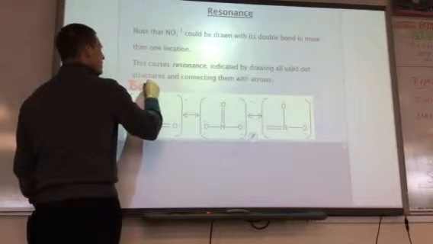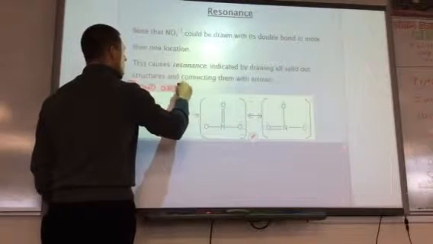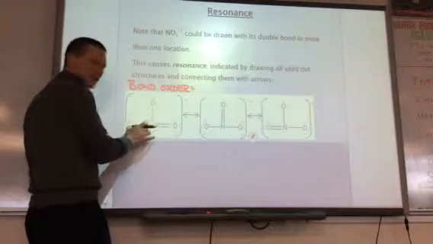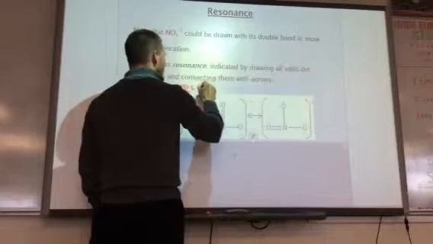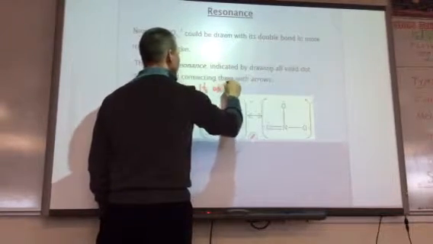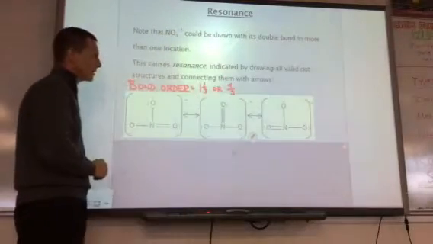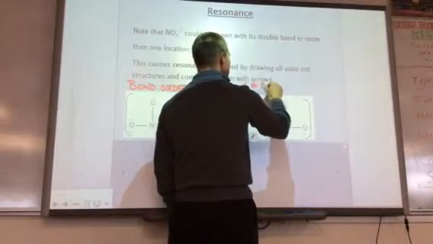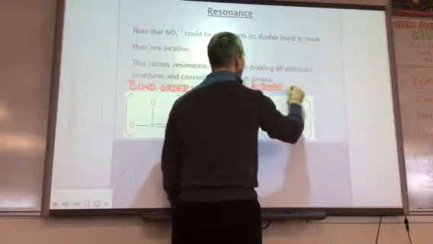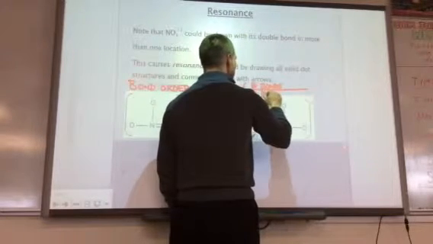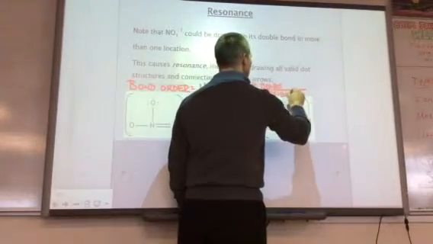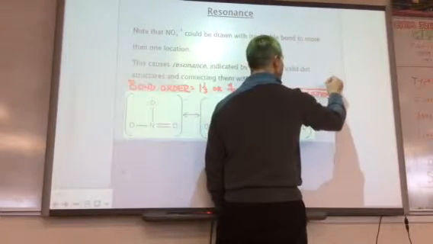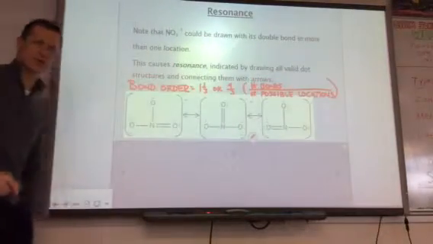This gives rise to something that we call the bond order. The bond order on this is really essentially how many bonds are between the N and each oxygen. It's 1 1/3 or 4/3. And bond order is calculated like this. It's just the number of bonds divided by the number of possible locations for each of those bonds. So there's 4 bonds that can go at 3 different places. It's 4/3.